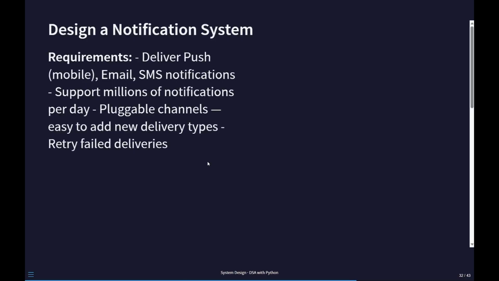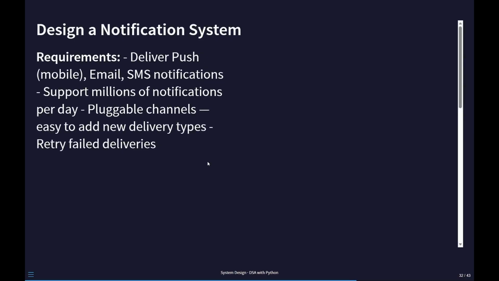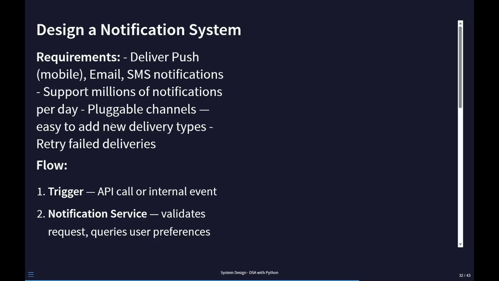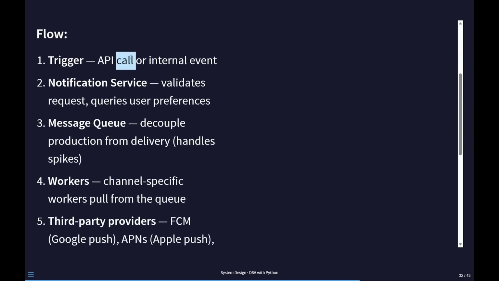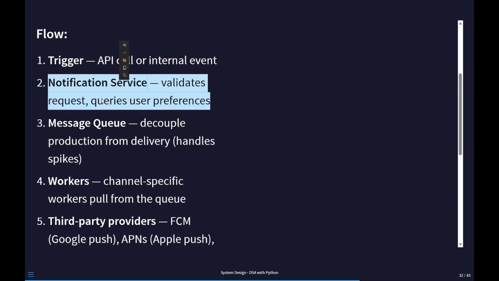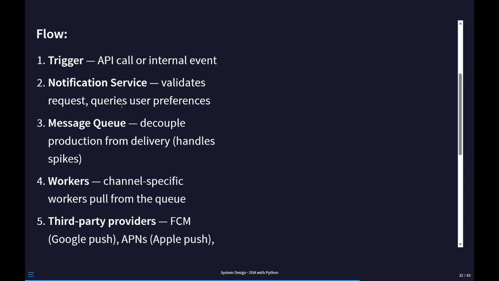Next, design a system that delivers push notifications, emails, and SMS messages to millions of users per day. Requirements: multiple delivery channels, millions of daily notifications, pluggable providers for each channel, and reliable retry on failures. The flow: a service or internal event triggers a notification request. The notification service validates it and checks the user's preferences. Are they opted out? Is it during their quiet hours? What contact information do they have? Then it routes to the appropriate channel queues. Each channel has its own queue.